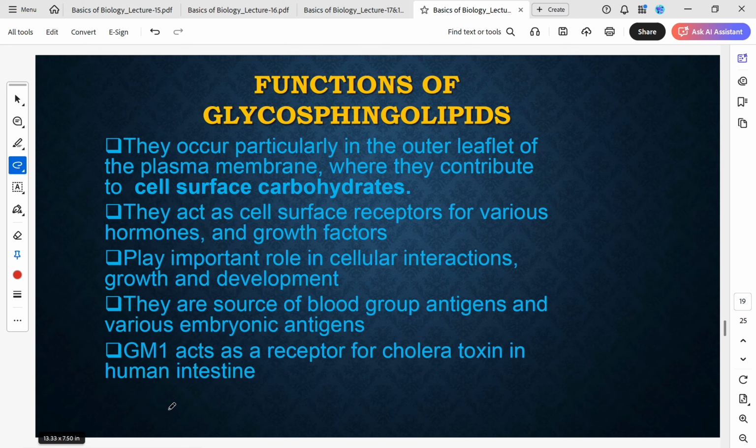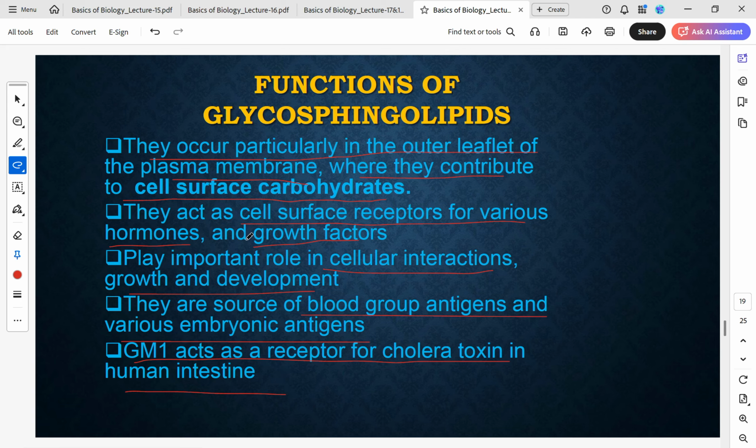Now, glycosphingolipids have multiple functions. They occur particularly in the outer leaflet of plasma membrane, where they contribute to the cell surface carbohydrate. They act as cell surface receptors for various hormones and growth factors. They play important roles in cellular interactions, growth, and development. They're source of various blood group antigens and various embryonic antigens. GM1 acts as a receptor for cholera toxin in human intestine.